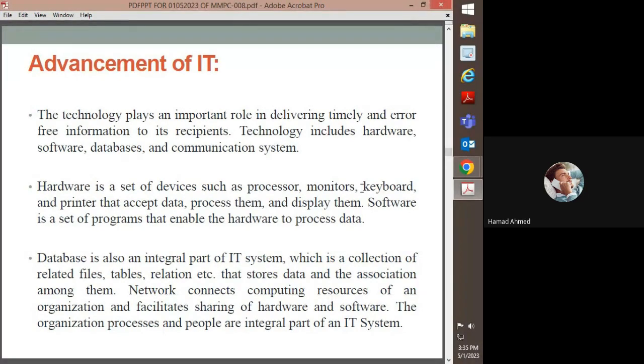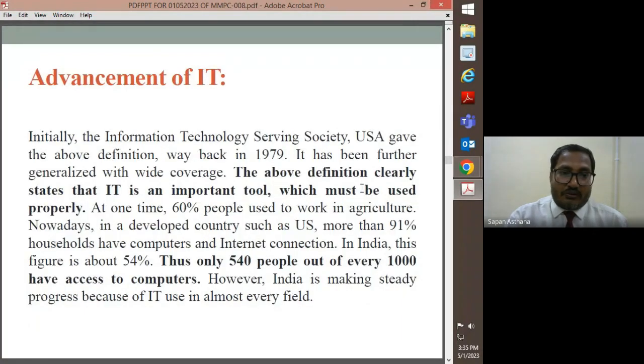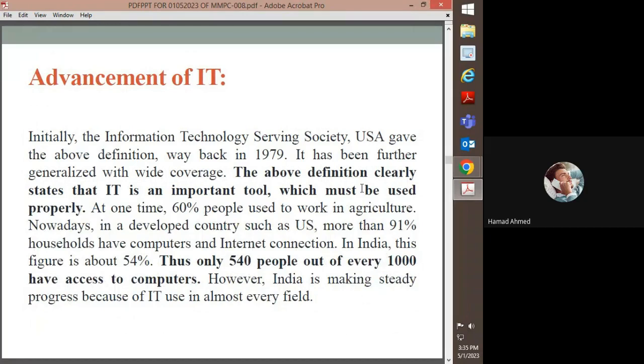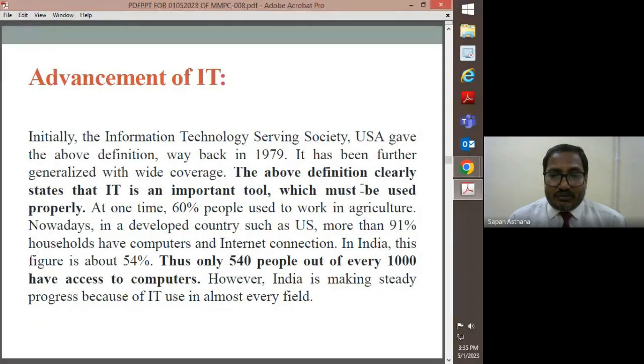Nowadays, information technology has become so advanced. Further, the information system serving society was defined by the USA way back in 1979. It has been further generalized with wide coverage. The definition clearly states that information technology is an important tool which must be used properly. Information technology is a very important tool. You must use it rationally and properly.